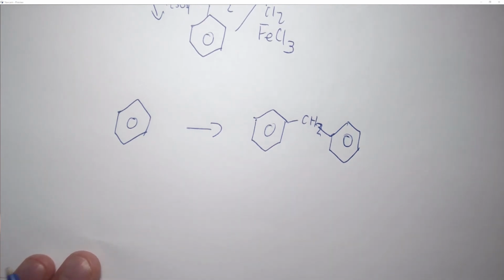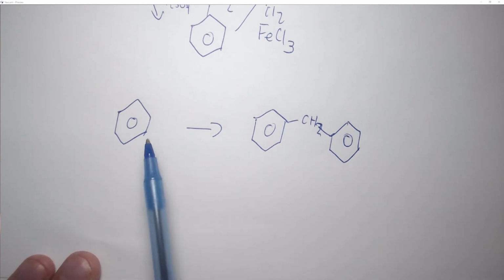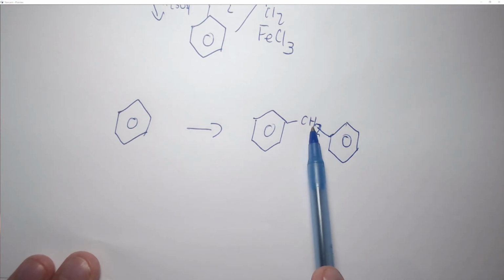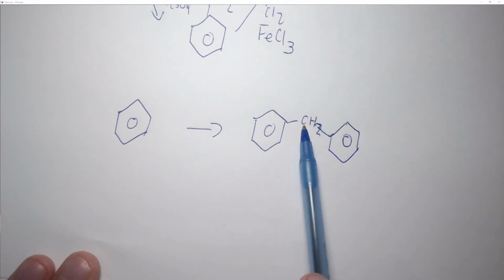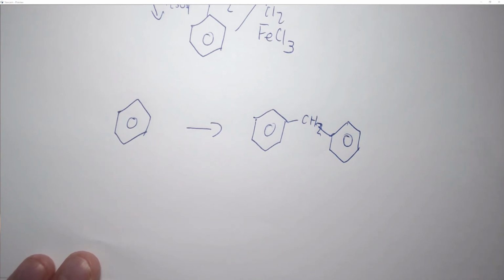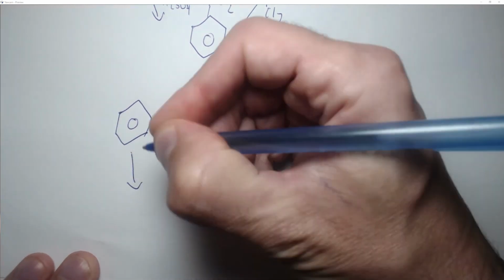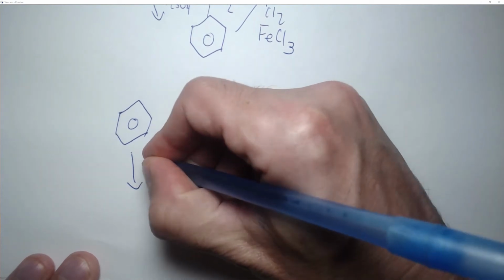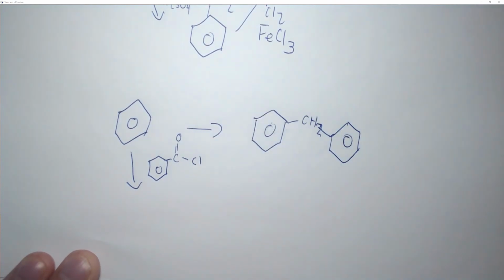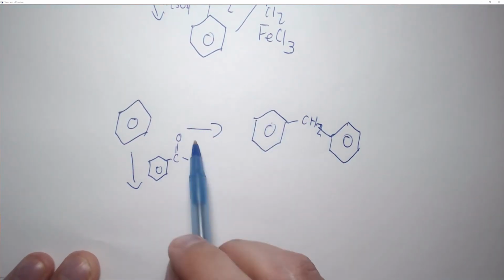So basically, how are we going to go from here to here? Well, what was the difference is what I want to look at. I notice that I've added to this ring another ring and a CH2 group. So I'm thinking to myself, is there any way that I could add this directly? And the answer is no. There's no good way to add this directly. But how could I get here? Well, the first thing I could do is add a ring attached to a C double bond O bond Cl. This will give me the basic structure that I need.